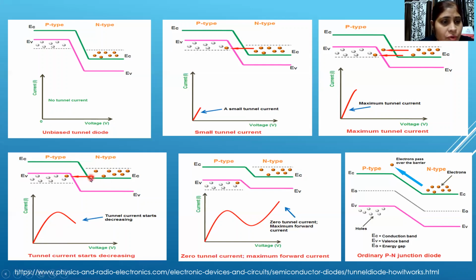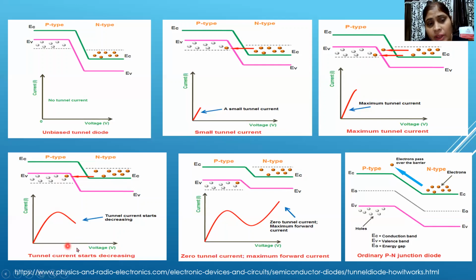So some of the electrons will start moving, but not a very large number of electrons will be moving towards the valence band of the p-type layer. So here fewer electrons are flowing as compared to the previous case, so less current will be flowing. Now you can see here that less current is flowing.